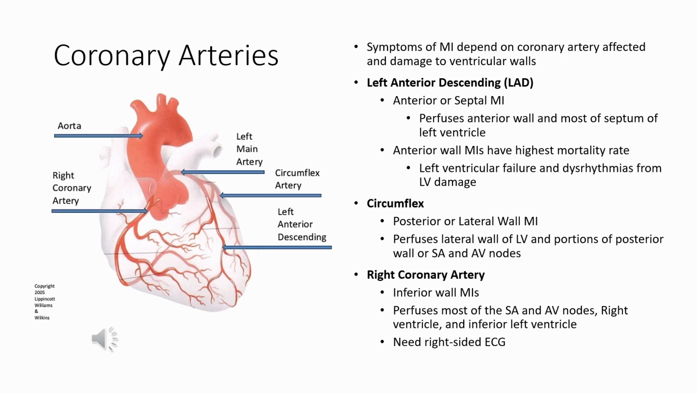So key takeaways here: the location of the coronary artery blockage determines the area of infarction and the potential complications. Anterior MIs are the most critical due to the risk of left ventricular failure and arrhythmias, and inferior MIs can be complicated by right ventricular involvement, which also requires additional monitoring with a right-sided ECG.